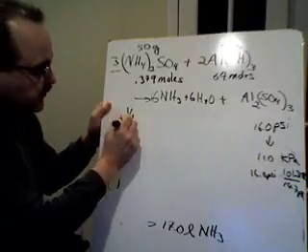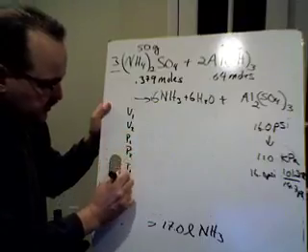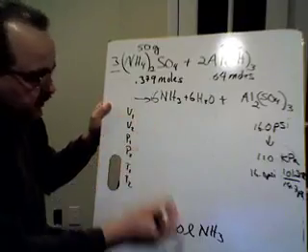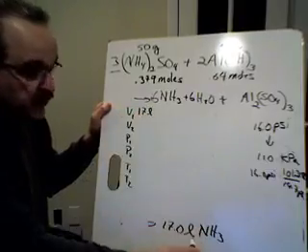So making a little V1, V2 chart: V1, V2, P1, P2, T1, T2. V1 is going to be our 17 liters. And once again, we use 22.4 to find this.